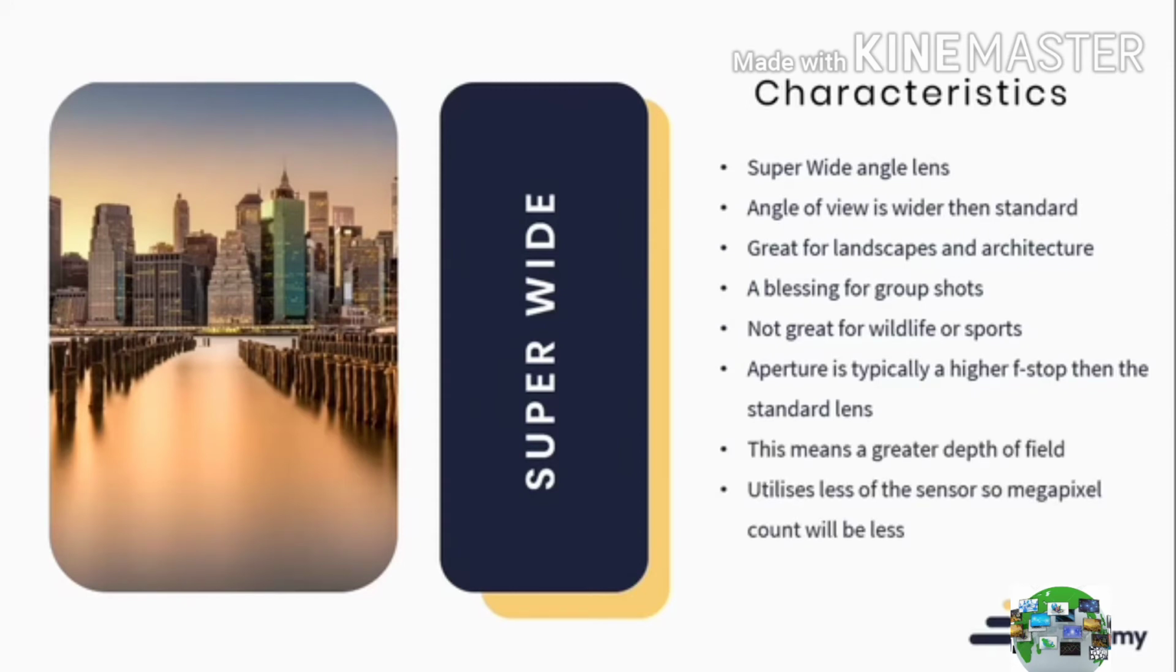It utilizes less of a sensor, so megapixel count will be less. So one of the things that we're going to see is that with our inbuilt lenses, as we change through them, if we have that option available to us, they will actually use less megapixels. Our standard lens, our primary lens, will use all the pixels available to us on our sensor, but our other lenses will actually use a smaller amount of the sensor, meaning that we're going to have a smaller megapixel count. But again, this will be indicated in the lens, as we're going to have a look at in an example in just a moment.